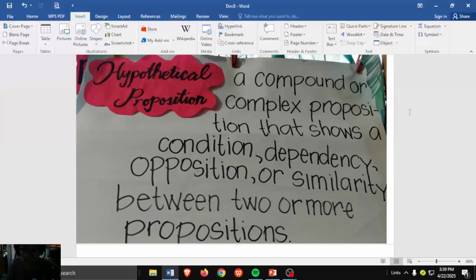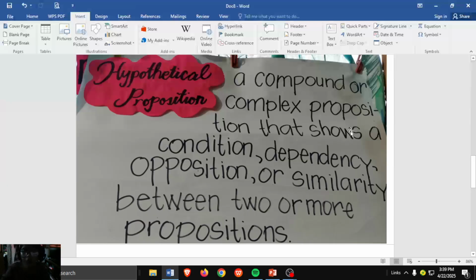The hypothetical proposition example. It is also known as a conditional proposition that expresses a relationship between 2 or more statements, showing a condition, dependency, and often using the if-then or either-or structures. So it uses if, then, either, or structures.